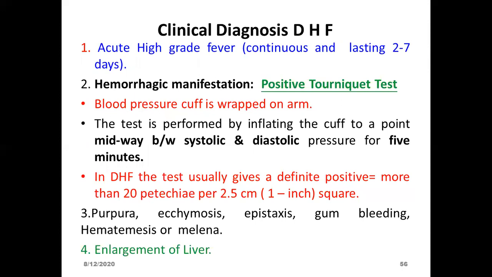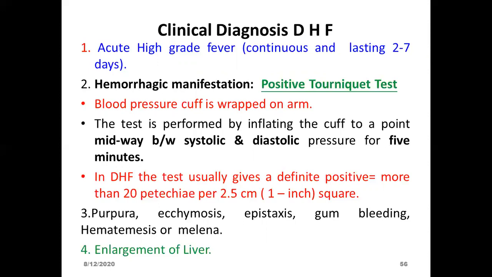And what is the clinical diagnosis of dengue hemorrhagic fever? Acute high-grade fever, continuous and lasting 2 to 7 days, and there will be hemorrhagic manifestations, which are identified by a positive tourniquet test. And what is a positive tourniquet? When the blood pressure cuff is wrapped on the arm, the test is performed by inflating the cuff to a point midway between systolic and diastolic pressure for 5 minutes.